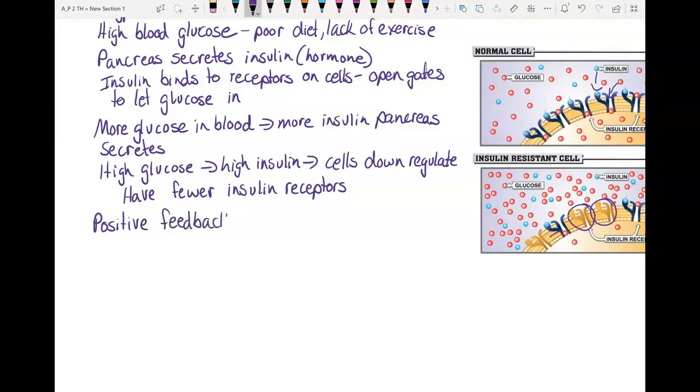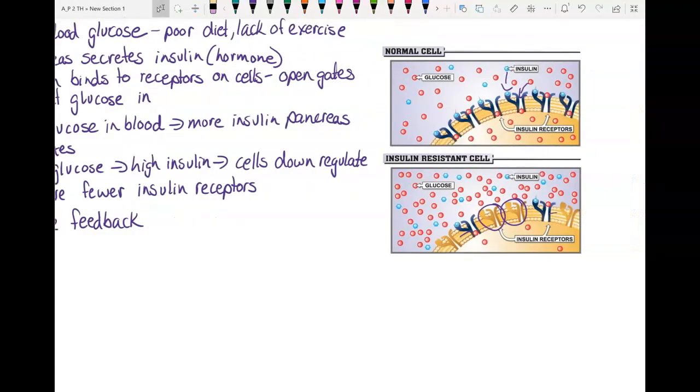So think back to chapter 1 when you learned about negative and positive feedback. Positive feedback doesn't mean that it's a good thing. It just means that the cycle keeps repeating itself and intensifying. So then because the cell doesn't take up glucose, it builds up in the blood, which then means you get more insulin, which then means your cell downregulates even more, and this cycle continues.